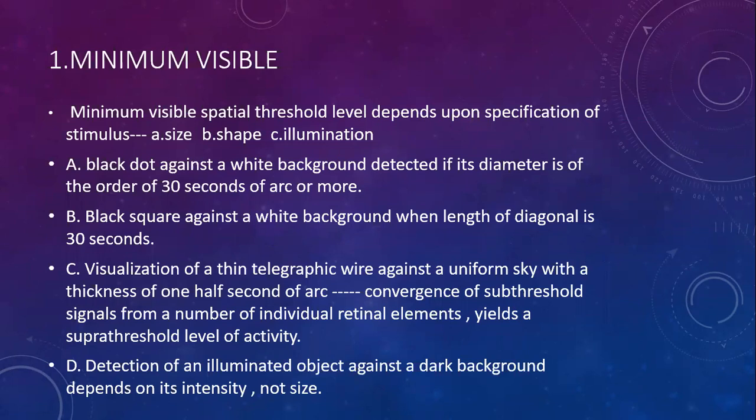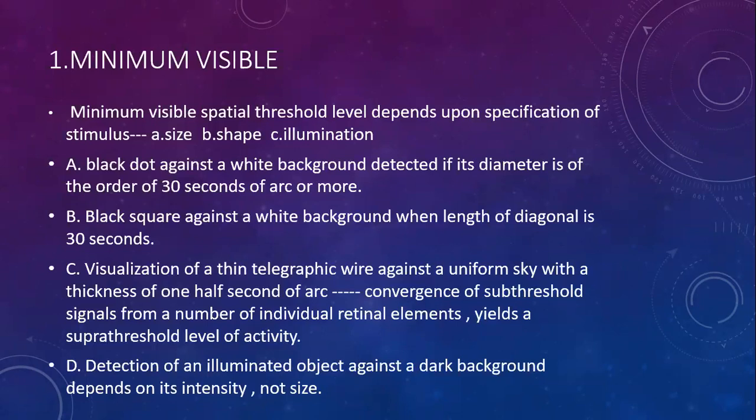First is minimum visible. The spatial threshold level depends upon the specification of the stimulus: size, shape, and illumination. Definitely, that's very important for whether something is there or not. You can identify only if size, shape, and illumination are there. Say there's a teeny particle and you keep it at a 10-kilometer distance. Can you see? No. And there's no light also. So you cannot see. So these three things definitely matter.